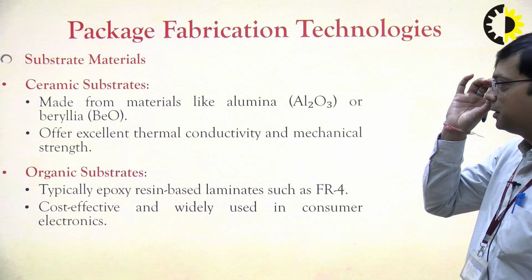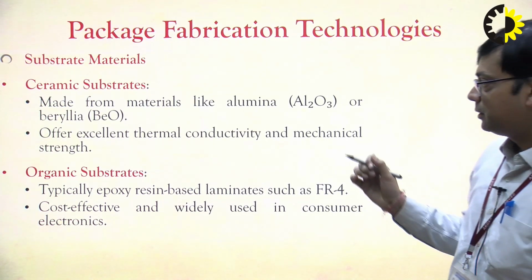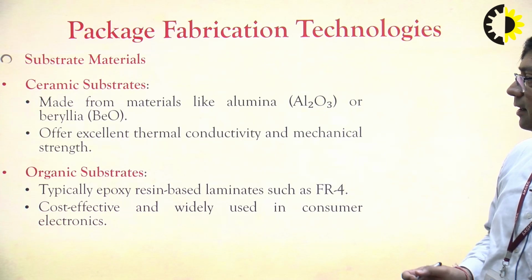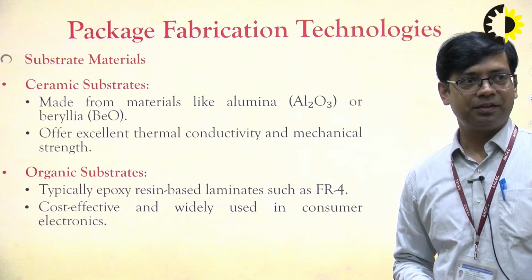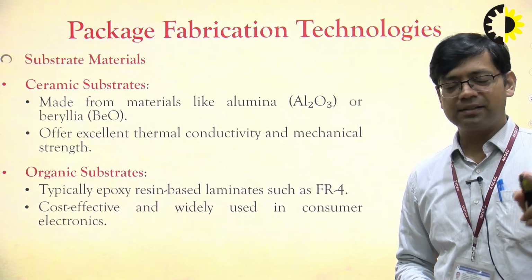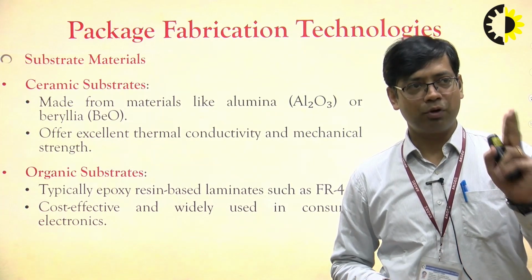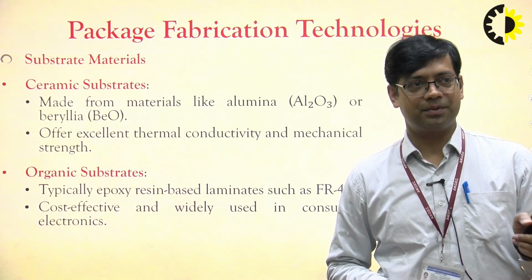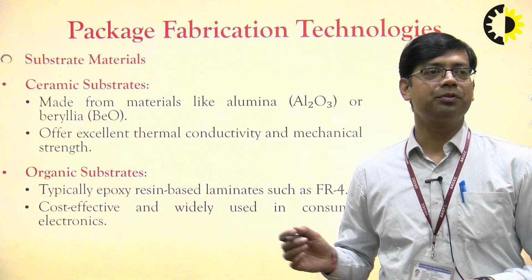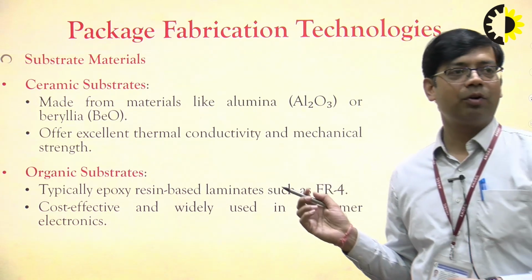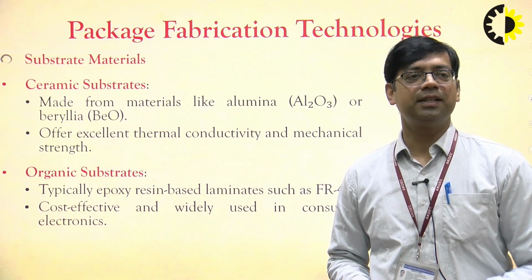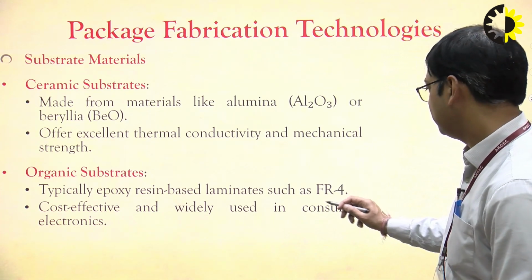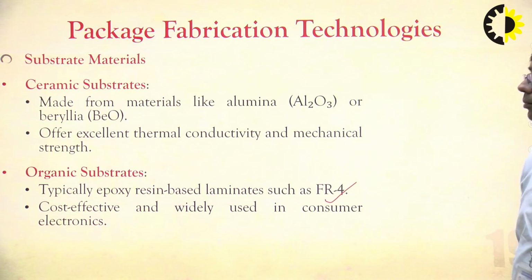Okay. In this, first of all we will see the kind of materials that we can use for package fabrication. Here the materials that can be used are of broadly two types, ceramic and organic substrate. For ceramic we may use materials like alumina or beryllia, whereas for organic we may use epoxy resin based laminates such as FR4. So these are the substrate materials.